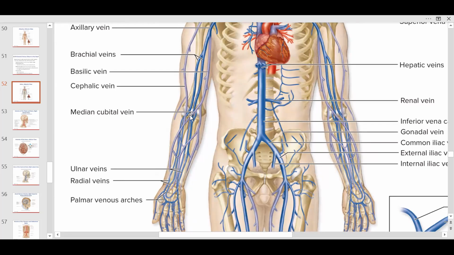Because we don't really care about the veins. The veins aren't going to the tissue. They're coming away from the tissue. So arteries are delivering the goodies, especially oxygen, to all the tissues, especially the brain.